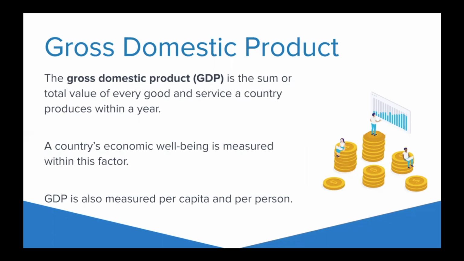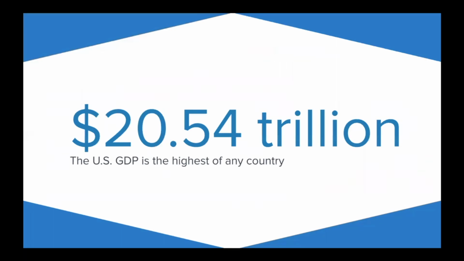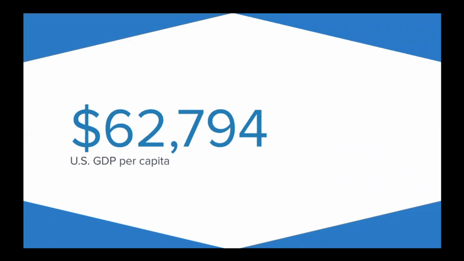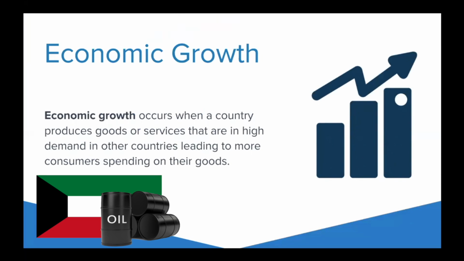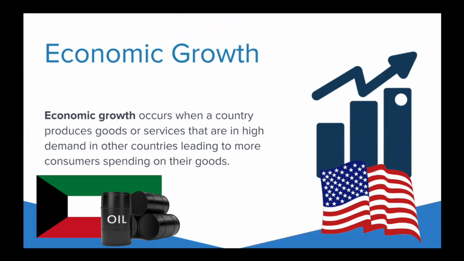So right now I'll be going over the statistics. The US GDP is the highest of any country with $20.54 trillion US dollars. And the US GDP per capita is $62,794.